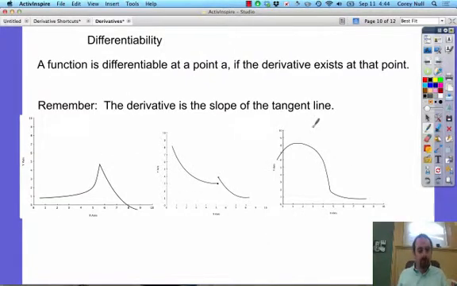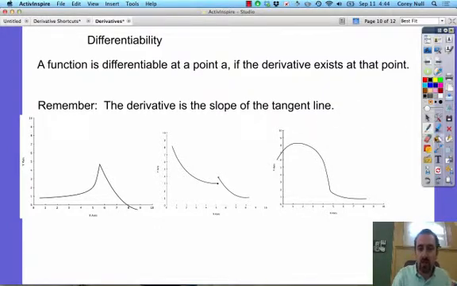Okay, differentiability comes from the idea of continuity in some ways. Differentiability just says the function you can take a derivative at. A function is differentiable if the derivative exists at that point. Remember that the derivative is the slope of the tangent line. So the slope of the tangent line has to be changing.